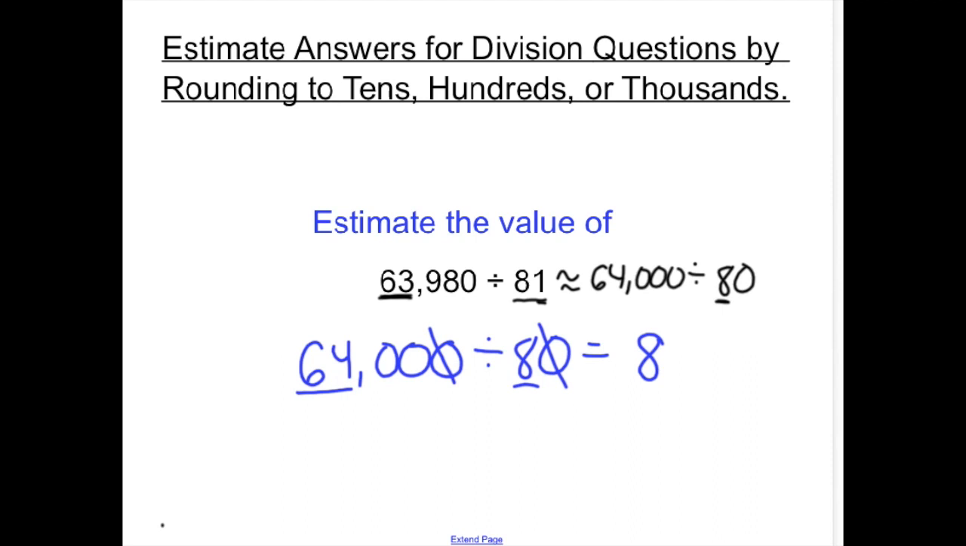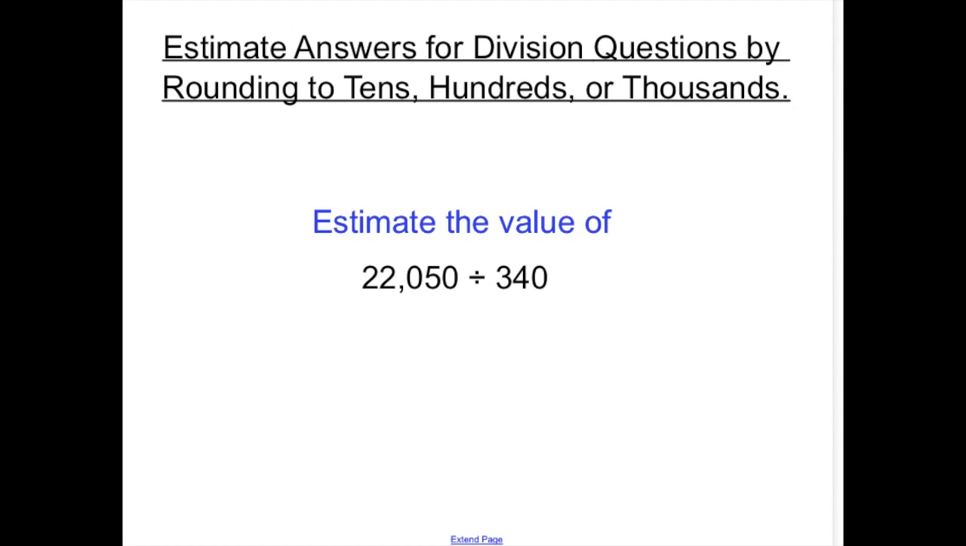And then I have to see how many zeros I have left. I have 1, 2, so I'm going to put 1, 2 in my answer. So my final answer is 800. Let's take a look at one more.